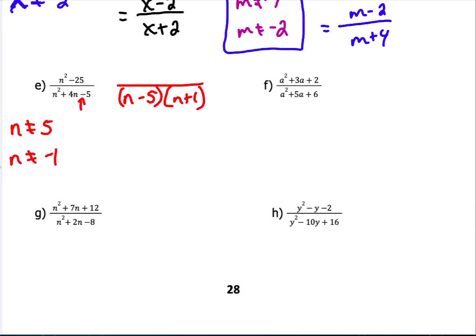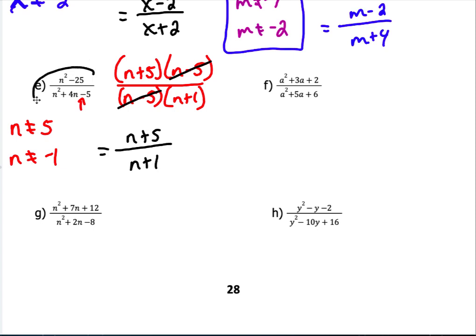My numerator, this is one of those special cases, I'm going to get n plus 5 and n minus 5. So my n minus 5 is going to cancel, and I'm left with n plus 5 over n plus 1. I've simplified that big, complicated expression into something much simpler.